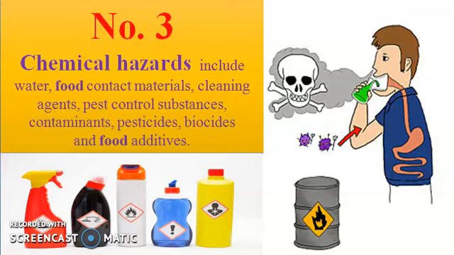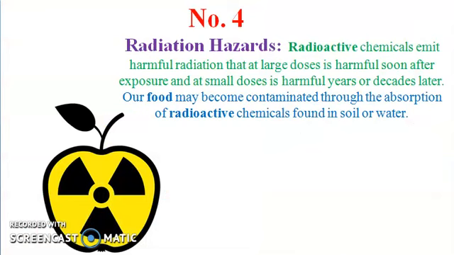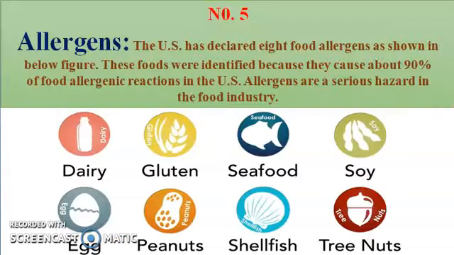Next is chemical hazards, which includes water, food contact materials, cleaning agents, pest control substances, contaminants, pesticides, biocides, and food additives. Next hazard is radiation hazards. Radioactive chemicals emit harmful radiations that at large doses are harmful soon after exposure, and at small doses are harmful years or decades later. Our food may become contaminated through the absorption of radioactive chemicals found in soil or water. Nowadays, food irradiation is used for the purpose of preservation. That can also become a source of radiation hazards.